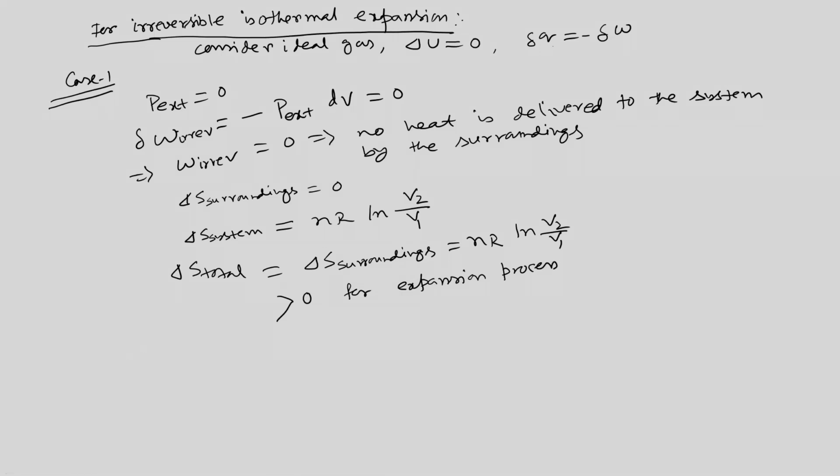Now, what about the other case? The second case is when external pressure is not equal to 0. Then think about it like this. We have here the initial state and we are going to the final state. So this is your irreversible process.